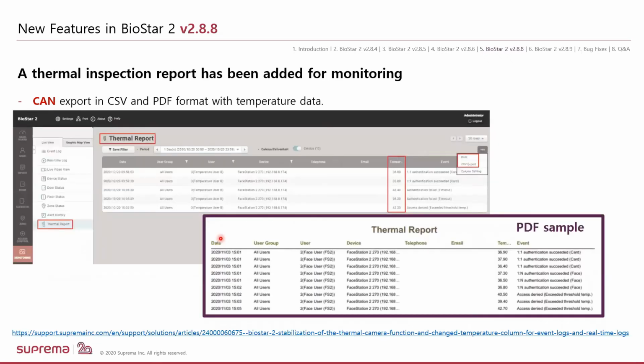The third new feature is a subdivided temperature-related function in monitoring. From BioStar 2.8.8, an item called thermal report has been created in the monitoring menu, and on this page, only the results related to temperature measurement can be gathered at once. Also, if necessary, this data can be output and used in CSV or PDF format.